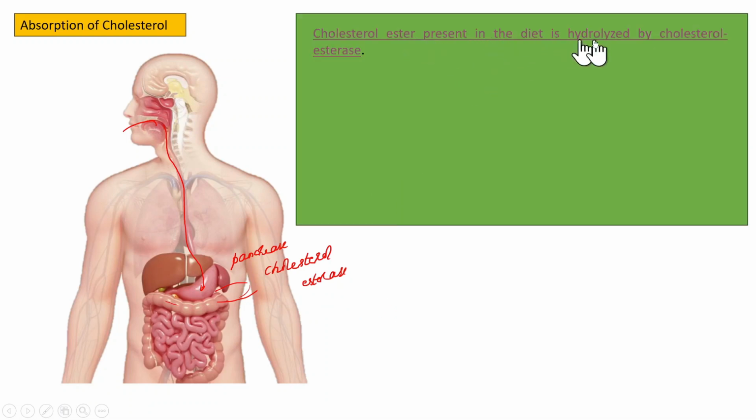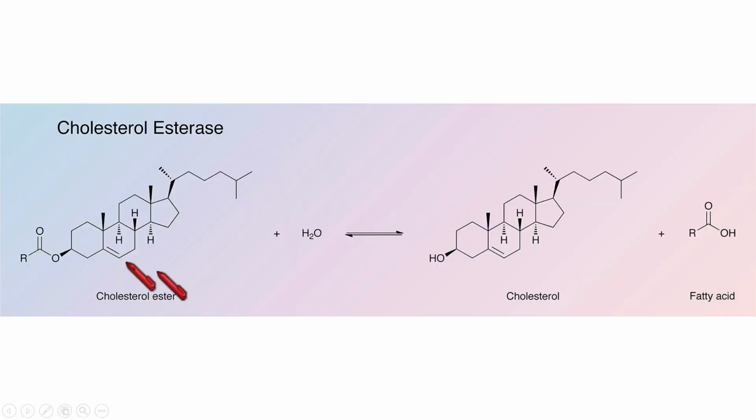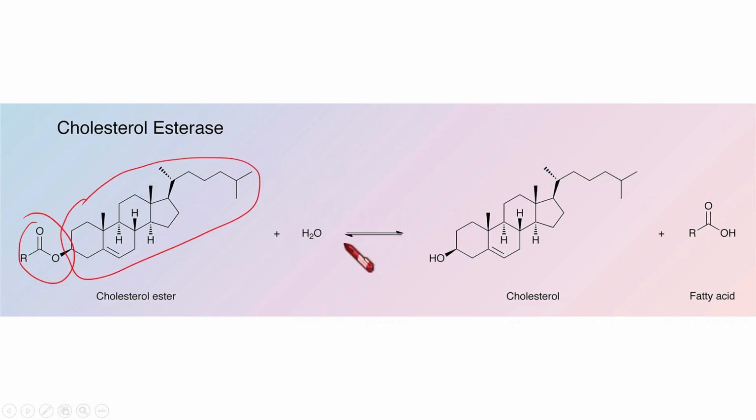Cholesterol esterase, this enzyme. And by that way, what will form? Cholesterol plus fatty acid will form as the end product. I will show you. So this is cholesterol ester. This much is cholesterol. This is the fatty acid. And as it undergoes hydrolysis with the help of the enzyme cholesterol esterase, what is forming? Cholesterol and fatty acid.